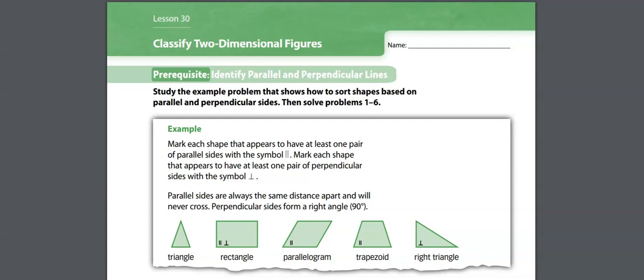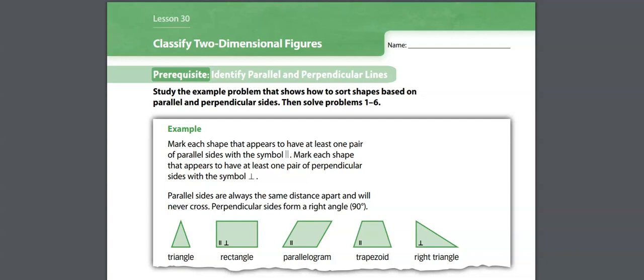Today's standard, MS-GE5 G4, says that students will classify two-dimensional figures in a hierarchy based on properties: polygons, triangles, and quadrilaterals. By the end of this lesson, it is expected that you'll be able to create diagrams classifying 2D figures.